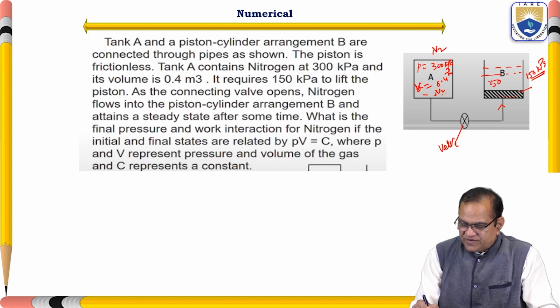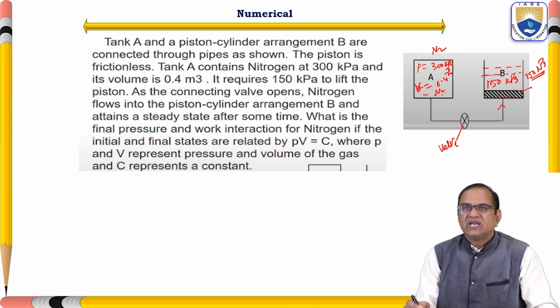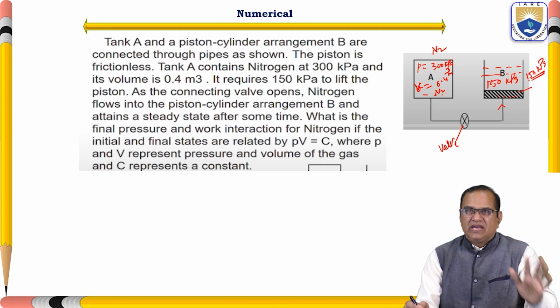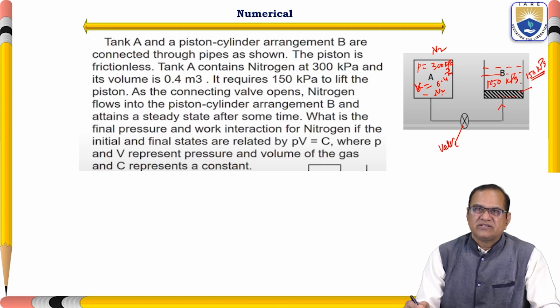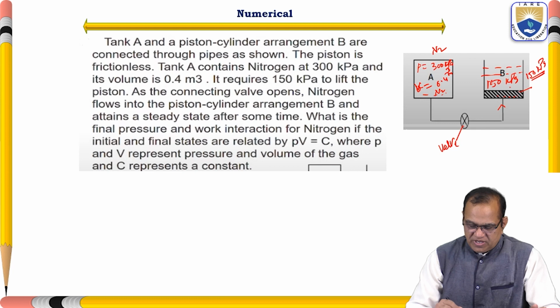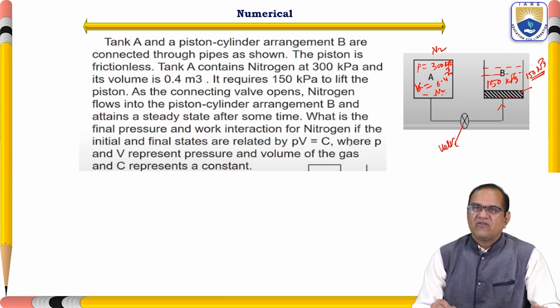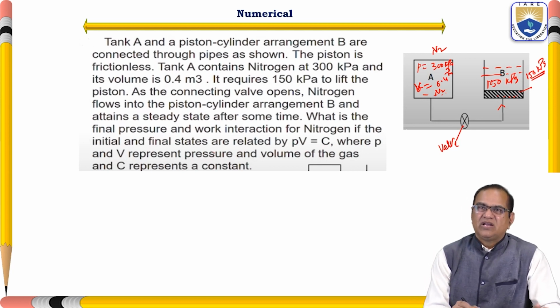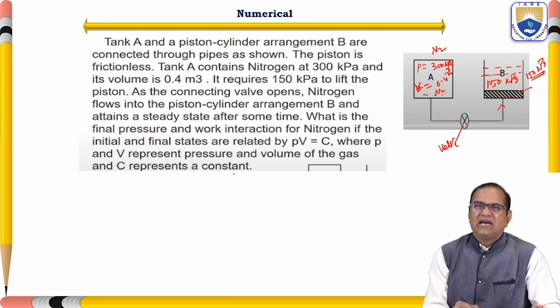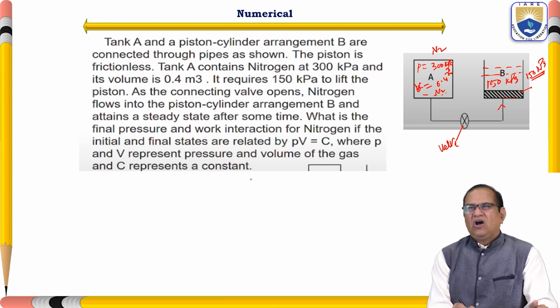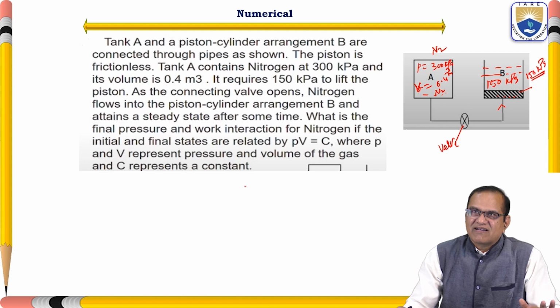So here is 150 kilopascal. Steady state will be reached. What is the final pressure and the work interaction for nitrogen if the initial and the final states are related by PV equals constant, where P and V are the pressure and the volume of the gas and C represents the constant? So this is the condition and we have to solve this problem.